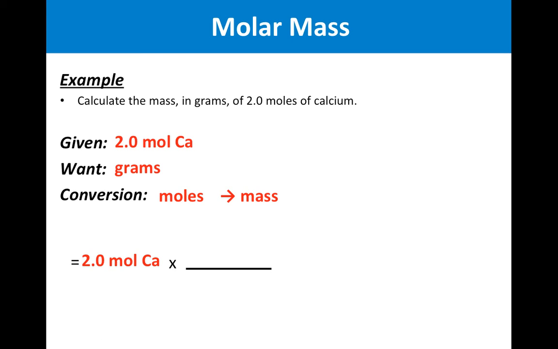Times it by. Now you want to get rid of this mole. You don't want the mole anymore. You want to convert it to mass, because it's asking you to calculate the mass in grams. My only relationship is moles to mass. So first you're going to write in 1 mole of calcium, you have 40.08 grams of calcium. So take a look at your periodic table. This is the molar mass for calcium. Okay, so cancel out your moles, and you are left with 80 grams of calcium.